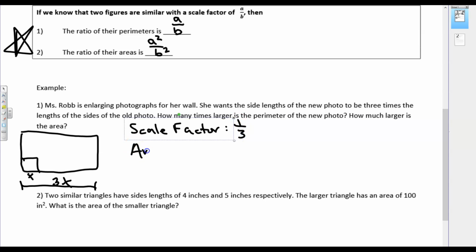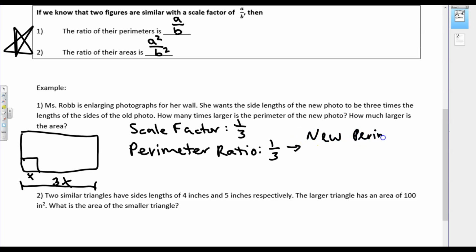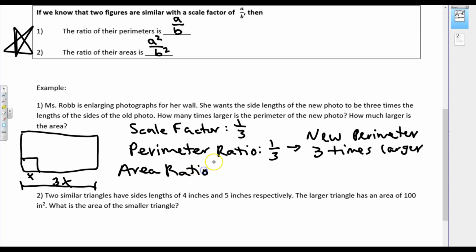Let me back up, we're starting with perimeter first, right? My perimeter ratio is the same, it'd be 1/3. So my new perimeter would be 3 times larger. But my area, on the other hand, the area ratio is my scale factor squared. It'd be 1/9. So my new area would be 9 times larger than the original photo.